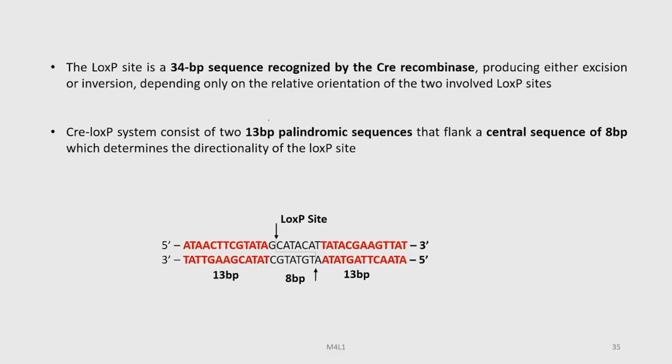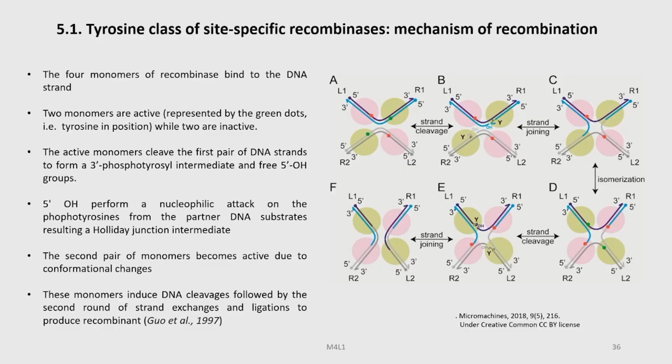The Cre-LoxP system consists of two 13 base pair palindromic sequences that flank a central sequence of 8 base pairs which determines the directionality of the LoxP site. Let us study in detail the tyrosine class of site-specific recombinase and the mechanism of recombination.